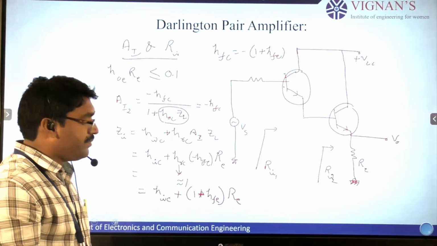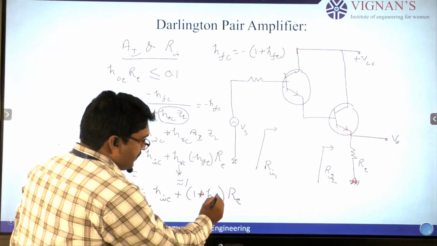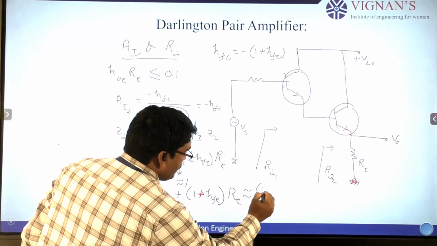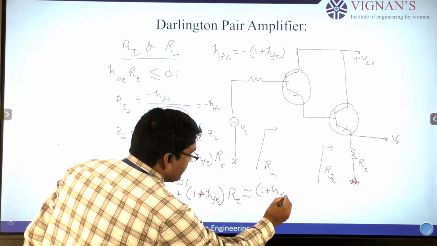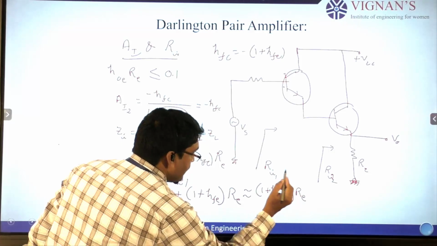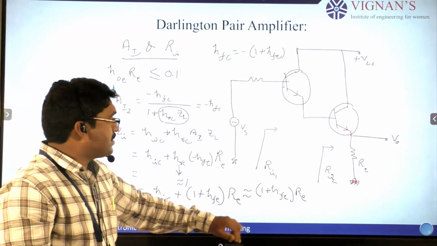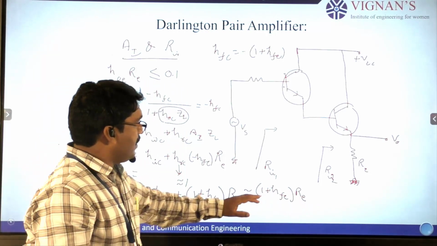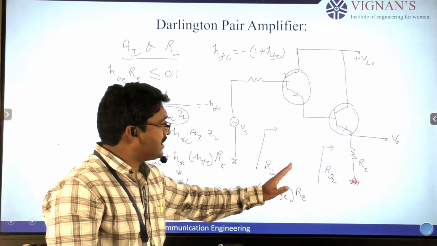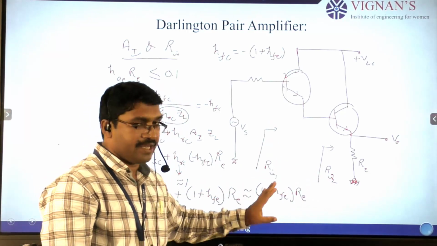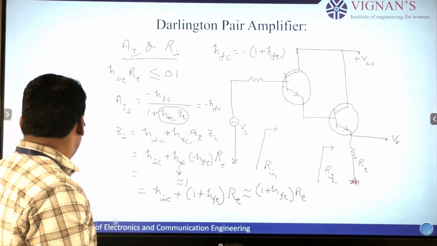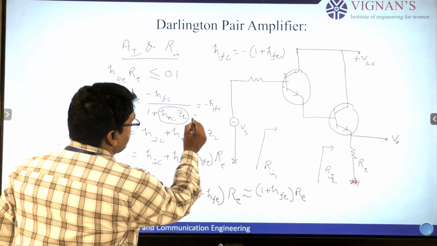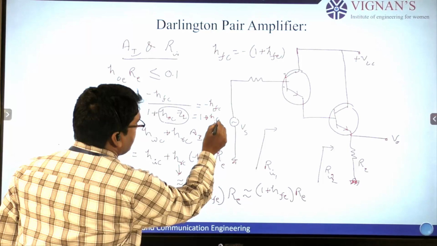One plus hfe of Re. Here the 1 plus hfe Re term is very much greater than hic. So we can approximate it to 1 plus hfe Re. Actually this is the input resistance of the CC amplifier or second stage. Now we need to verify the input resistance of the first stage, whether it is greater than the second stage or less than or equal. To do so, here the current gain is also minus hfc, which equals 1 plus hfe.